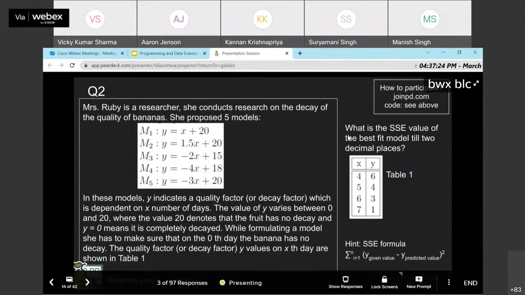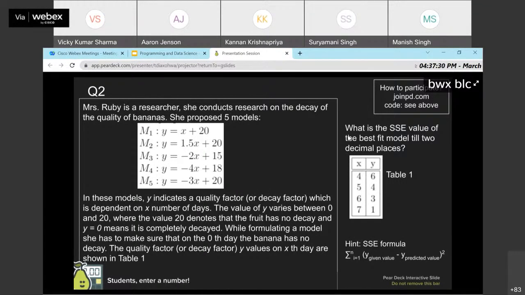So you have to find out the SSE value of the best fit model to 2 decimal places. Most of you, I assume, will not know this if you haven't gone through the contents provided. But you would see that there is a hint given to you here. The SSE formula is the summation from 1 to n of (y given value minus y predicted value) the whole squared. You can see here that n is 4.